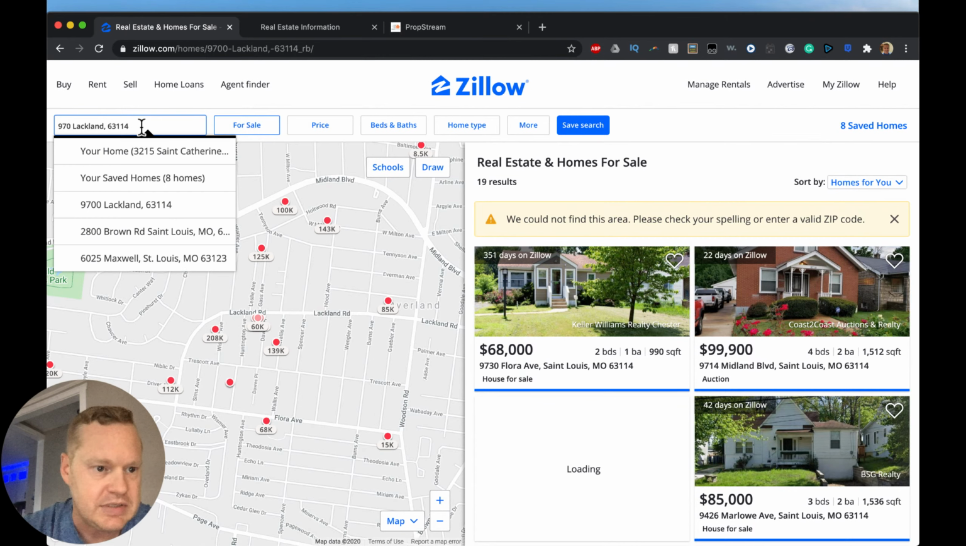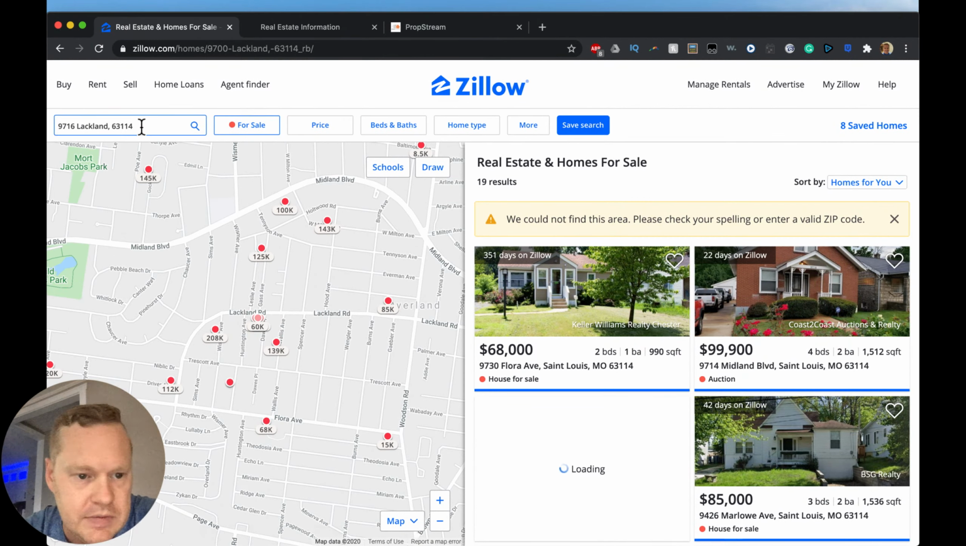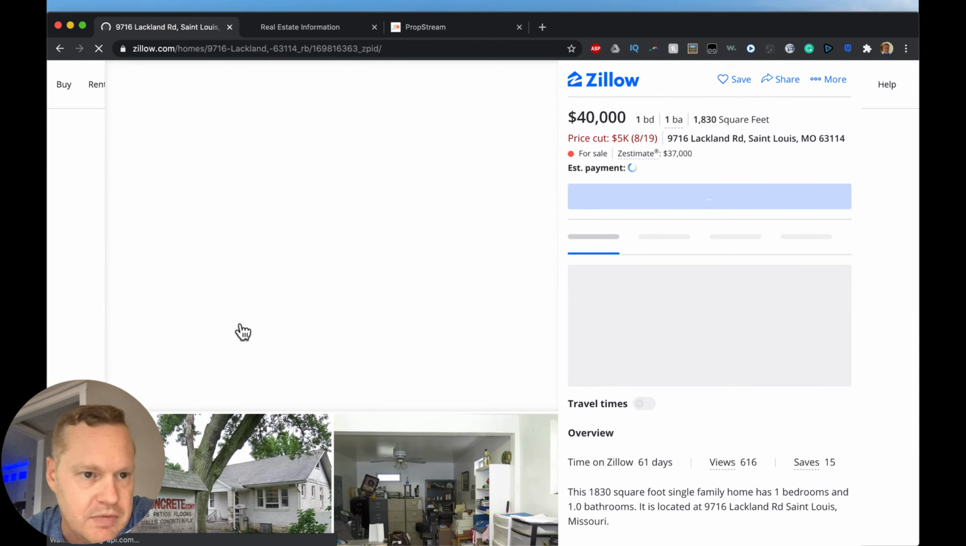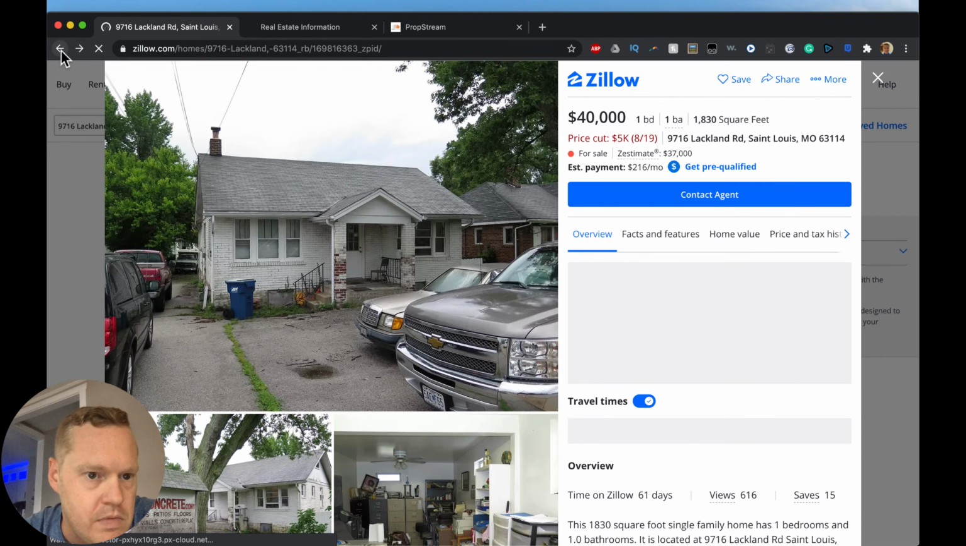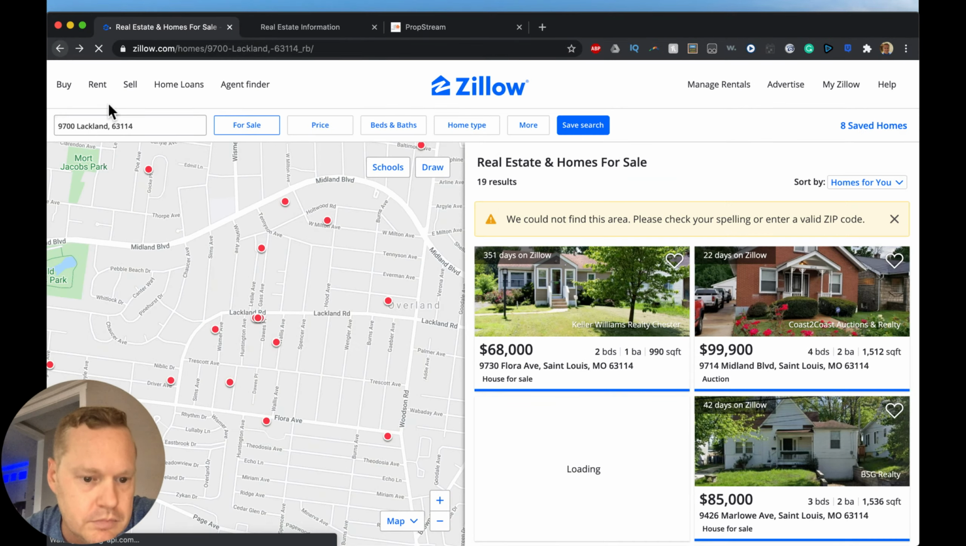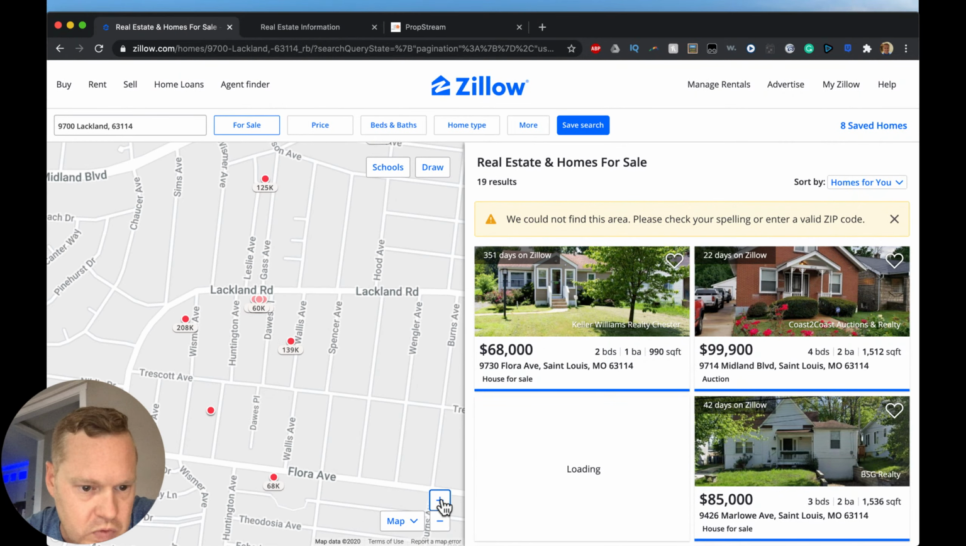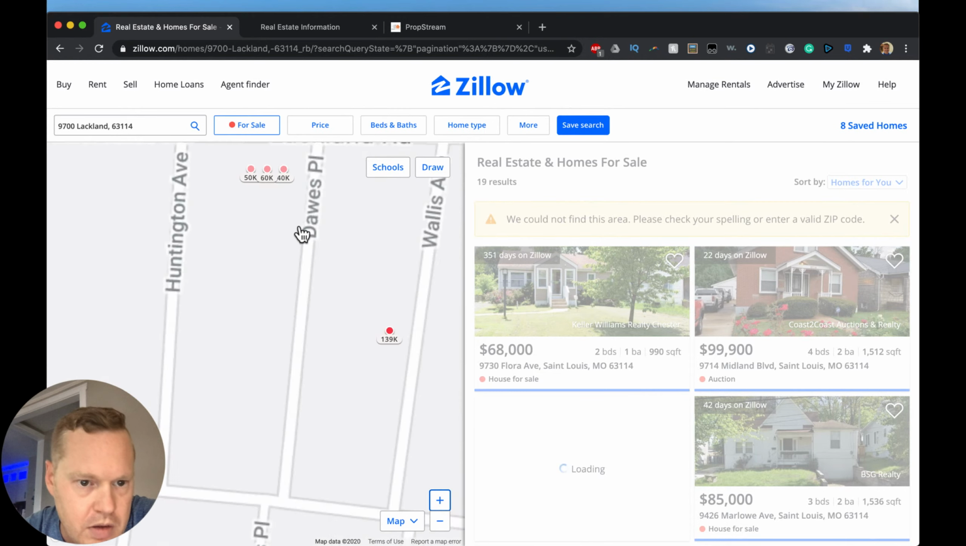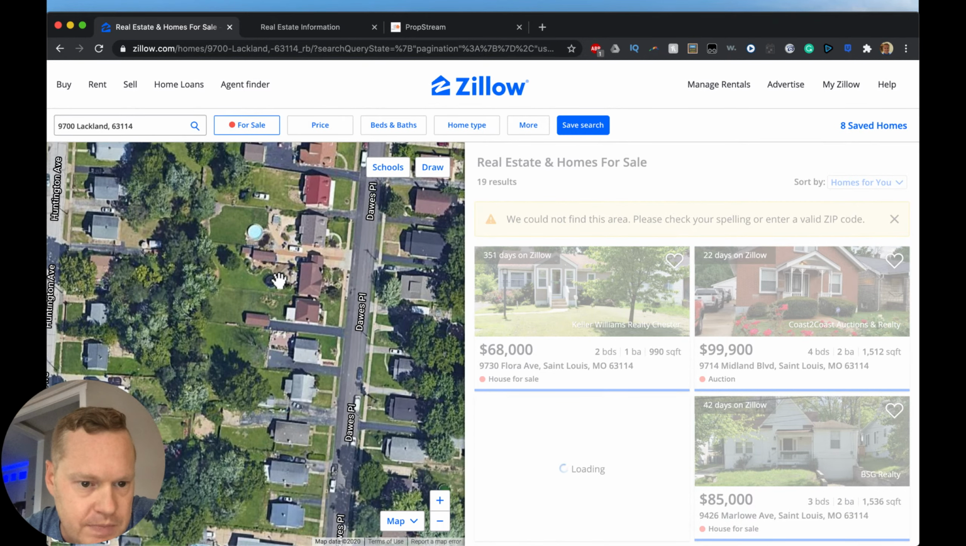I think it was 9716 Lackland. And here, I pulled it right up. But I can see them on the map right there. So I'm going to zoom in a little bit more. And let's look at the next one.